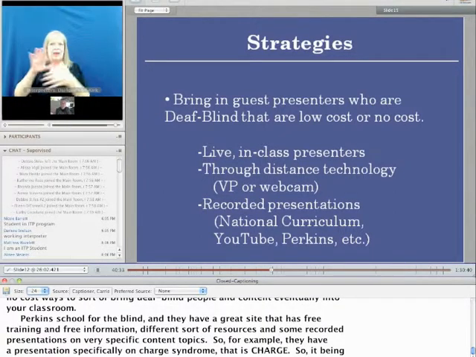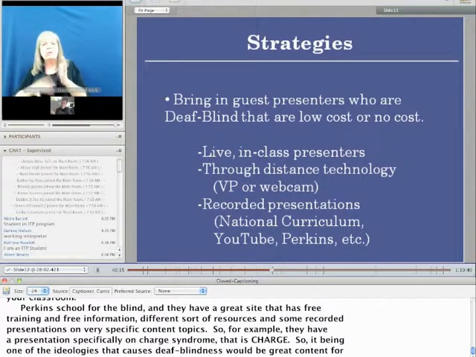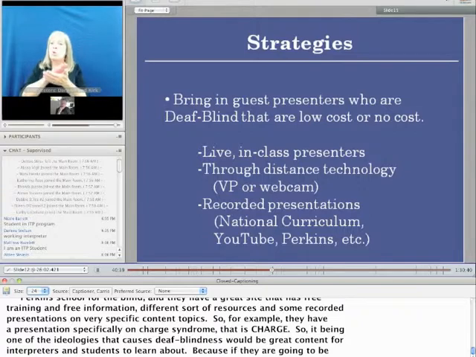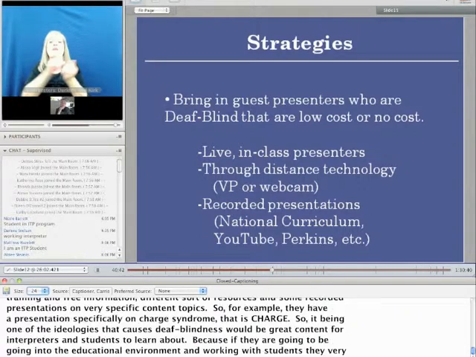interpreting students to learn about, because if they're going into the educational environment working with students, they very well could run into a student who has CHARGE syndrome who needs some modifications to sign language. So there are a whole host of resources out there.